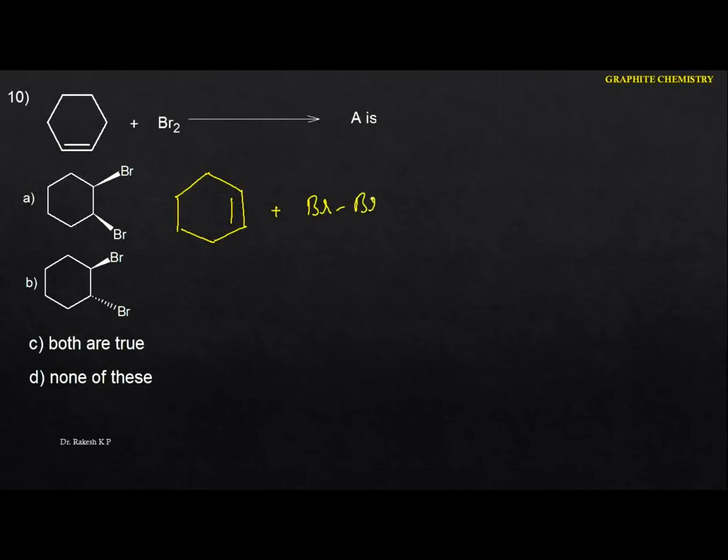Okay, so now we have to identify what the product will be in this one. Now see the first thing here. We know that one of the bromine atoms shows a deficiency of electron, and the other one will be electron rich. That means the delta plus and the delta minus here.